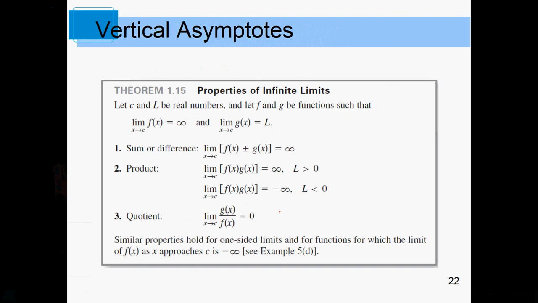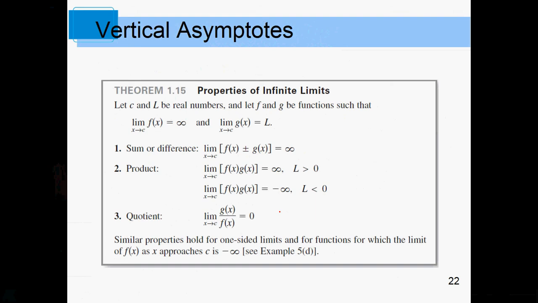If the limit of f is infinity as x approaches c, and the limit of g is L as x approaches c, recognize the difference: f is an infinite limit, but g is not. If we add an infinite limit and a non-infinite limit together, we get infinity. Just like if we were to add infinity plus 4. What's infinity plus 4? Infinity, right? If you add something to infinity, you just get infinity.